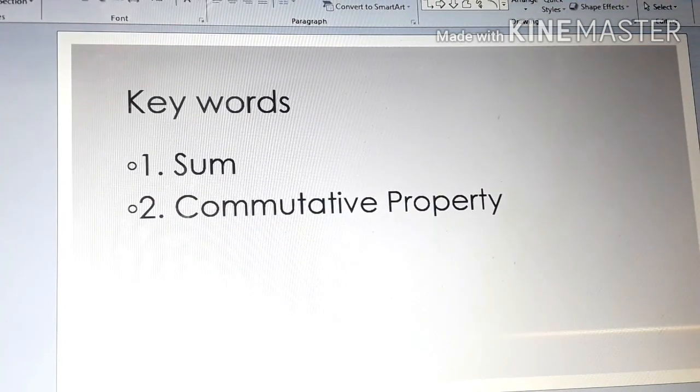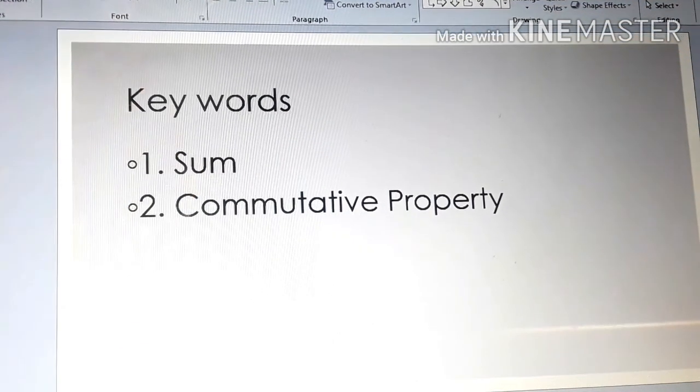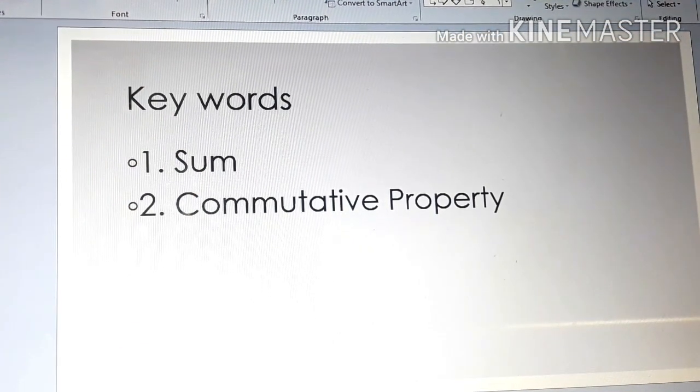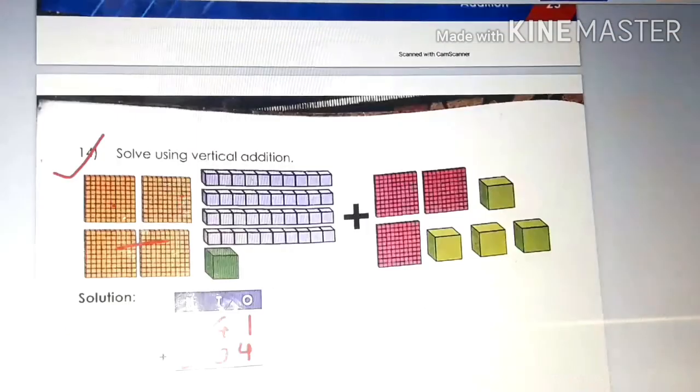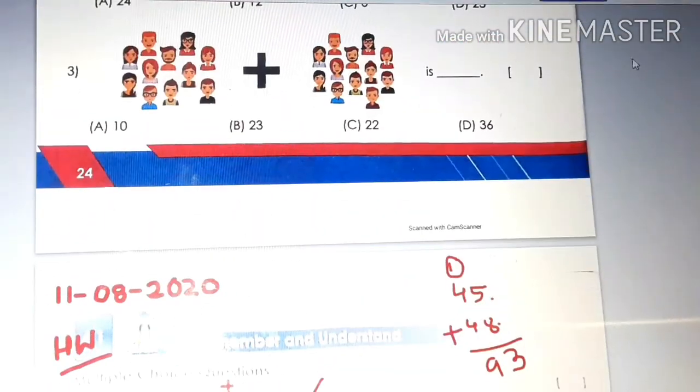So what are the key words? The key words which we have come across are sum and commutative property. The word sum is used in addition. So children, go through it and practice at home. If you find any difficulty, you can ask me.